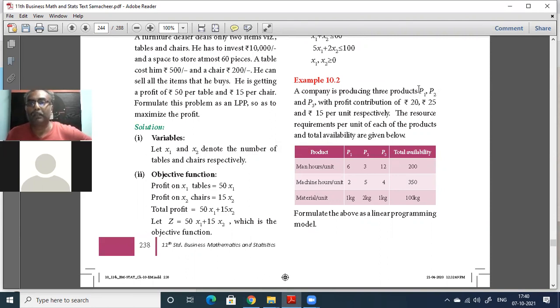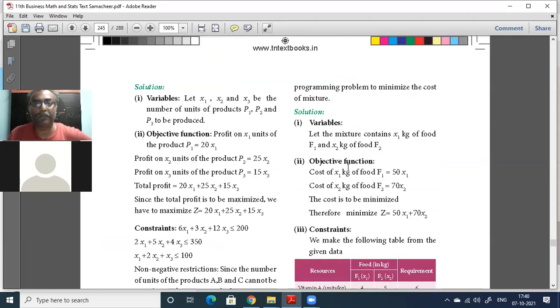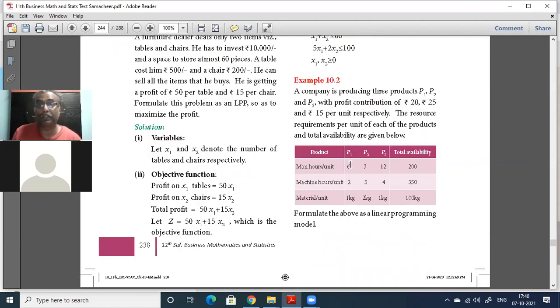So our function Z will be the maximizing of the number of units of P1, P2 and P3 given the following constraints. Okay. So profit on X1 units of the product. How do you know the profit of X1 units of the product? Because the profit is 20 rupees, which is given here.